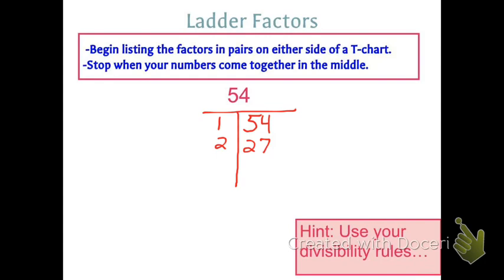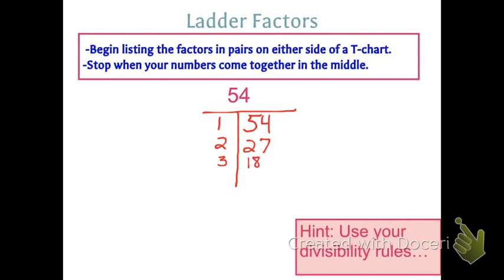So 3, so we have to ask ourselves, does 3 divide evenly into 54? Is 3 a factor of 54? Yes. How do you know? I love that. Because you add 5 plus 4, you get 9. 3 divides evenly into 9, so 3 divides evenly into 54. How many times does 3 go into 54? 18.